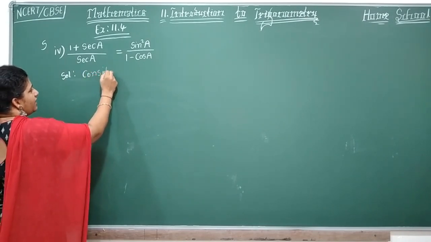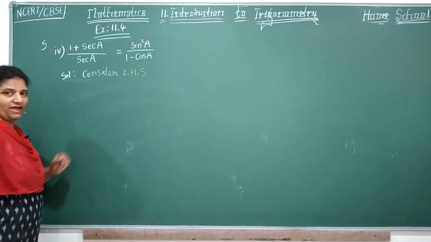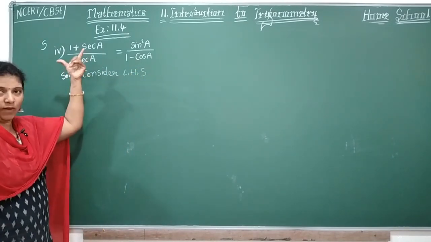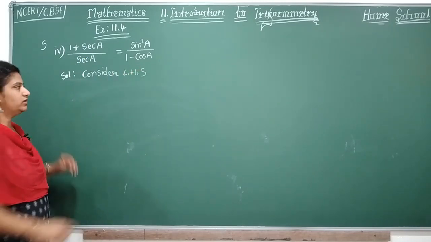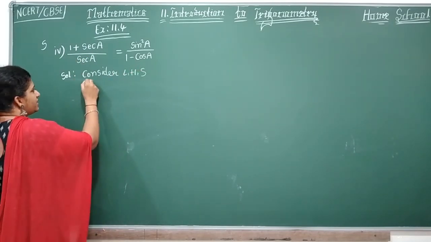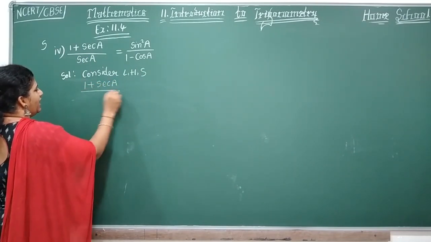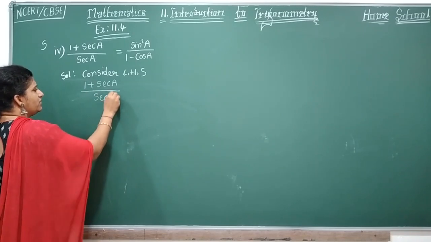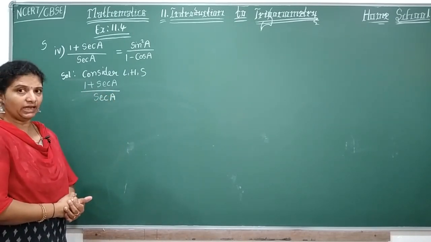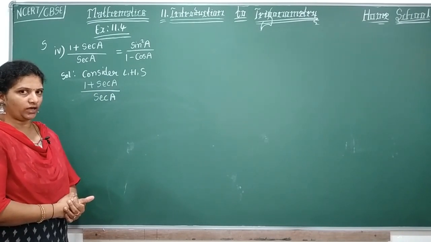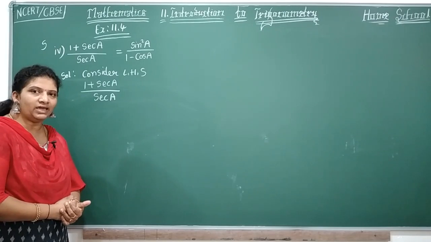Consider LHS. What is LHS, children? Left hand side. I am taking one part of your question and I try to prove this part. So now, the LHS here is (1 plus secant A) by secant A. How can you do the next step? What is secant A? We can write secant A as 1 by cos A.